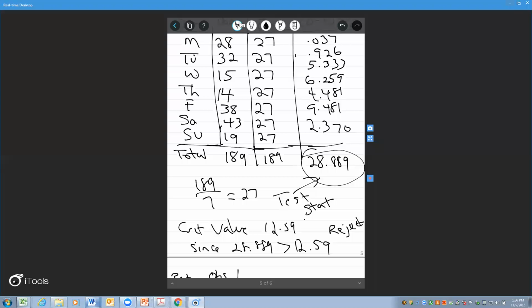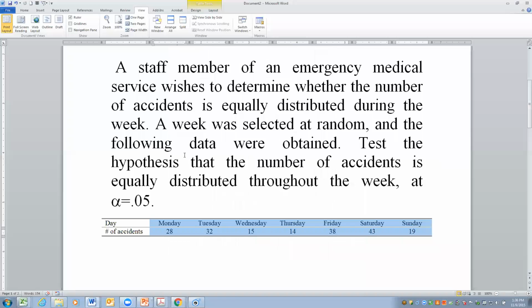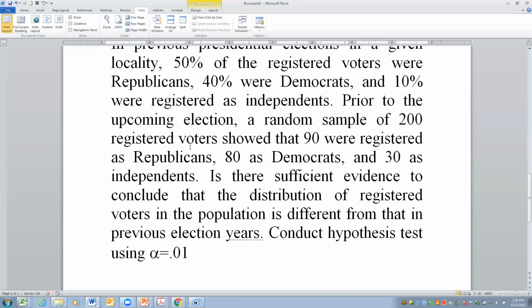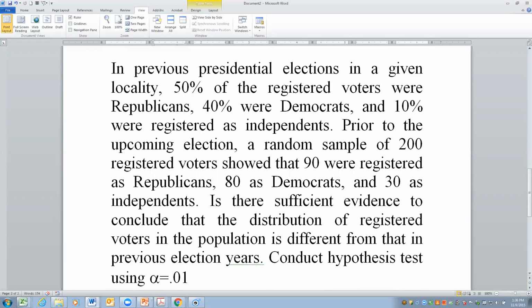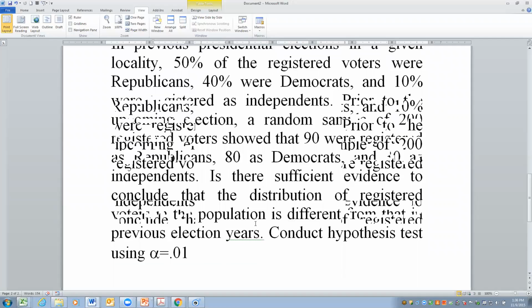So the second example is, suppose that in a previous election for president, 50% of registered voters were Republicans, 40% were Democrat, and 10% were independent. Prior to the upcoming election, a random sample of 200 voters showed that 90 were Republican, 80 were Democrat, and 30 were independent. We want to know, is there sufficient evidence to conclude that the distribution of voters has changed or is different than the previous election years? We want to conduct a test at alpha equals 0.01.